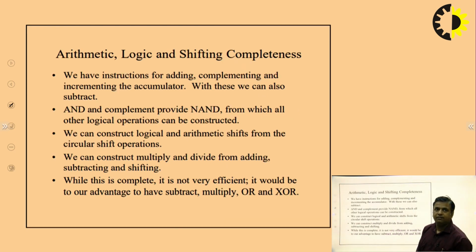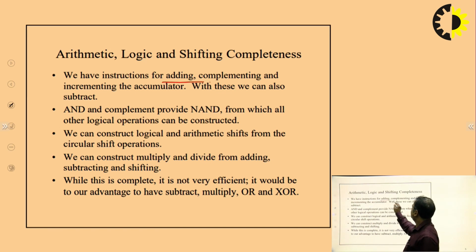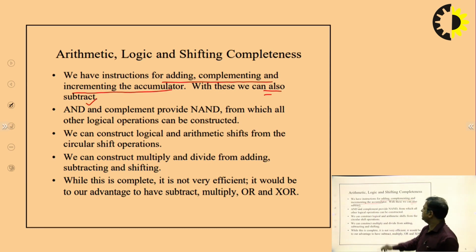So arithmetic, logic and shifting, what does this mean? We have certain instructions for adding, complementing and incrementing the accumulator. With these we can also subtract. How can we subtract? If we can add two numbers, with the help of complementing we can subtract the number, right. So adding, complementing and incrementing is sufficient for making a subtraction operation. That means if we have no direct subtraction operation, we still have a complete set of instructions, right?